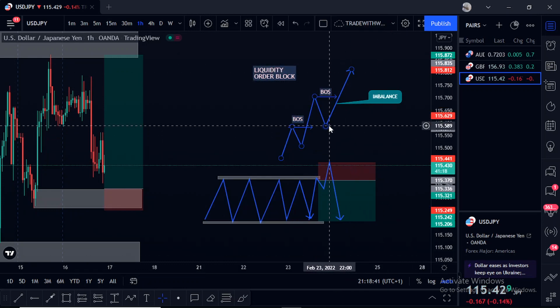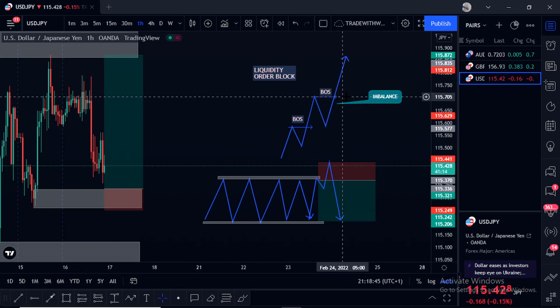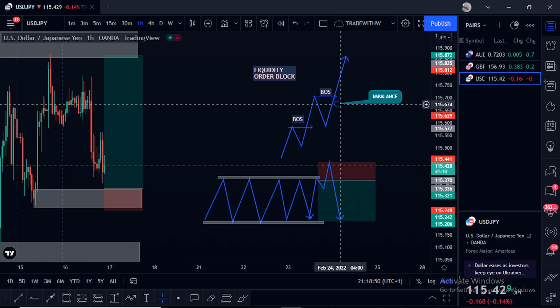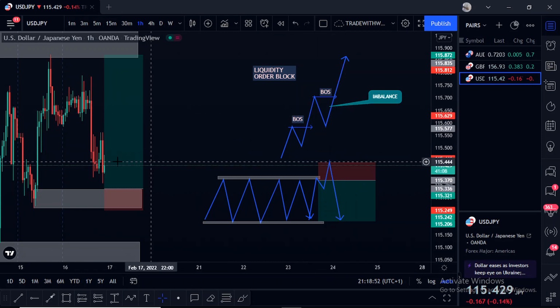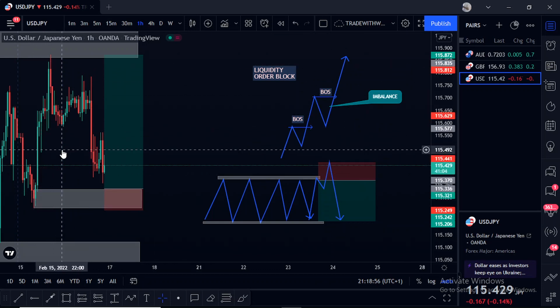Imbalance is the aggressive move that is breaking a particular structure. You can see everything is coming together now. Imbalance is the aggressive move, something like this. You can see these sort of candles, these long candles, which are not formed during news.